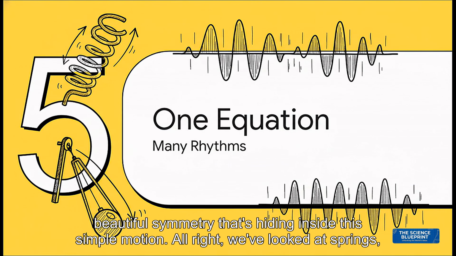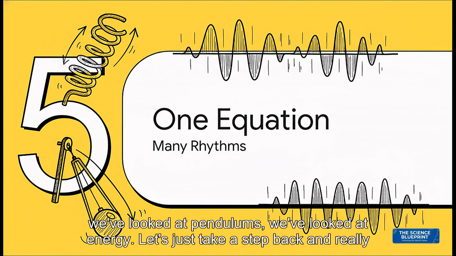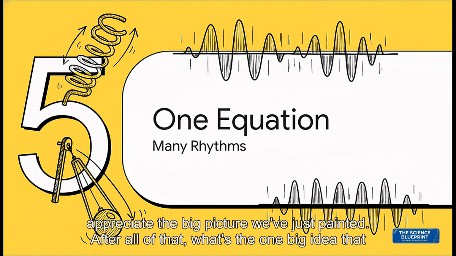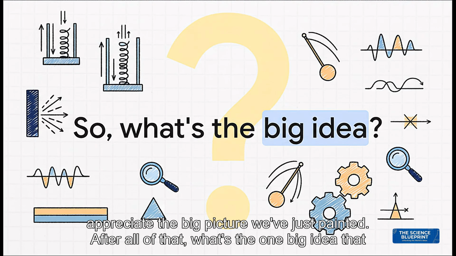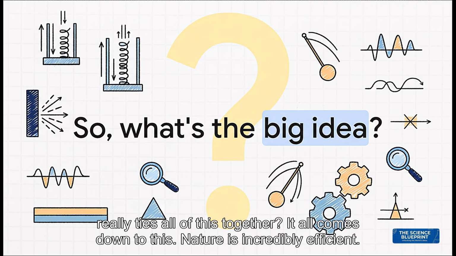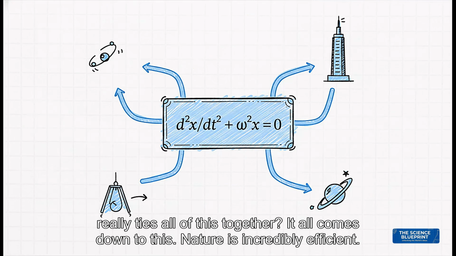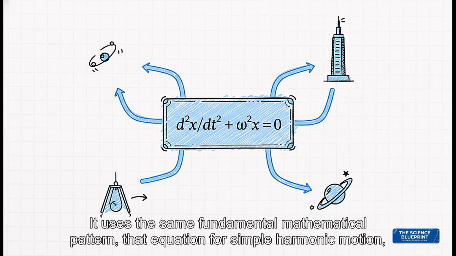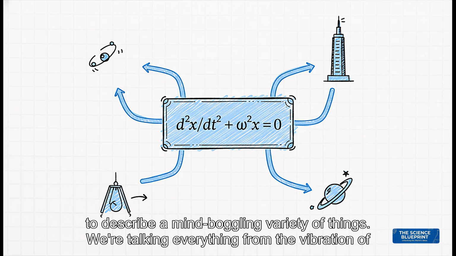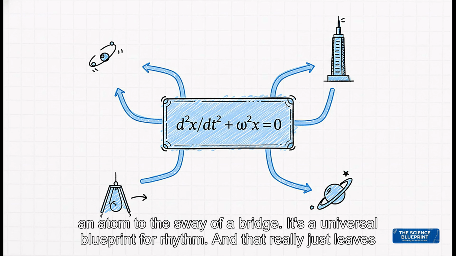All right, we've looked at springs, we've looked at pendulums, we've looked at energy. Let's just take a step back and really appreciate the big picture we've just painted. After all of that, what's the one big idea that really ties all of this together? It all comes down to this. Nature is incredibly efficient. It uses the same fundamental mathematical pattern, that equation for simple harmonic motion, to describe a mind-boggling variety of things. We're talking everything from the vibration of an atom to the sway of a bridge. It's a universal blueprint for rhythm.